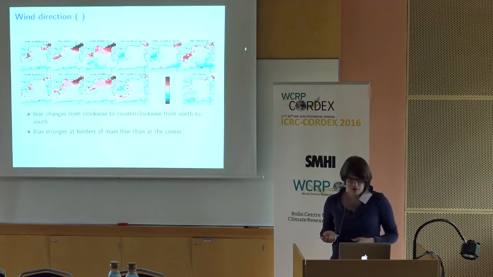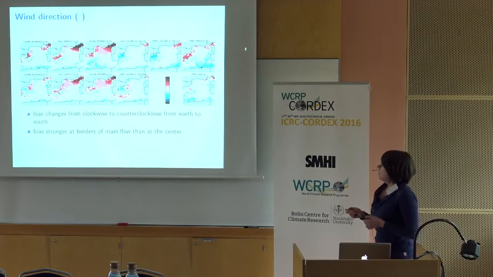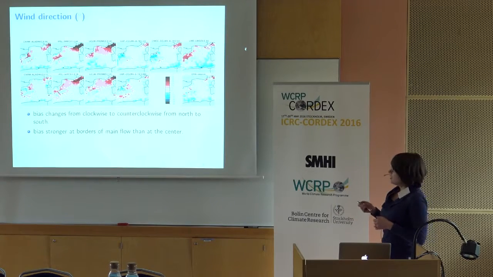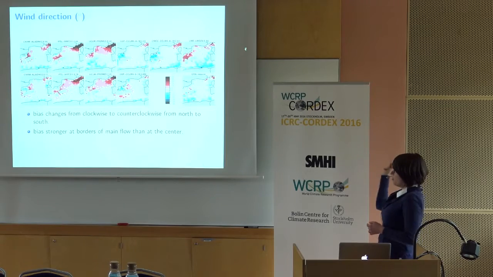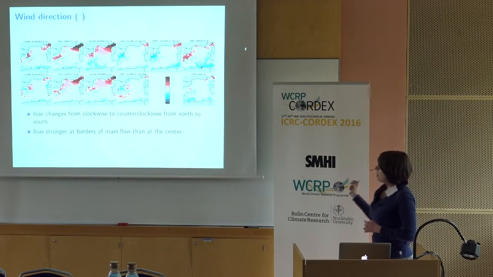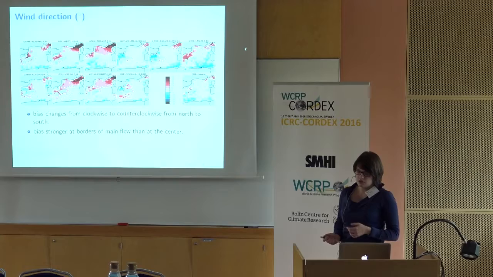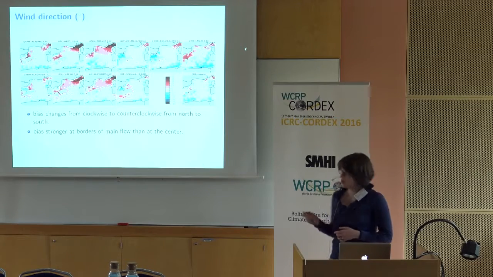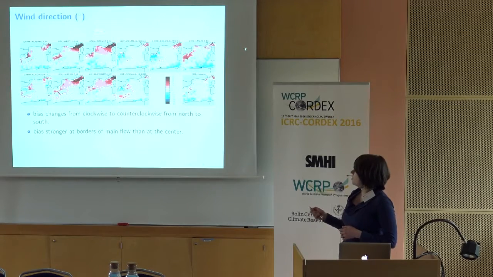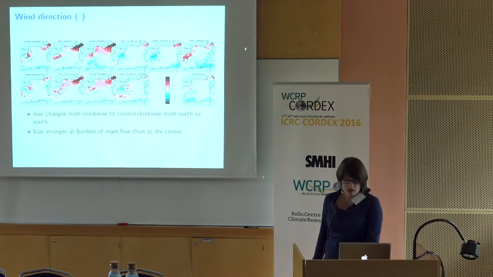We did the same for wind direction. Here we only had data from QuikSCAT, and red means a clockwise rotated bias. So in this case, the wind comes too far from the right, let's say. Again, the models show a similar bias, and blue means counterclockwise, of course. The bias here is stronger at the borders of the flow again, especially in this area.